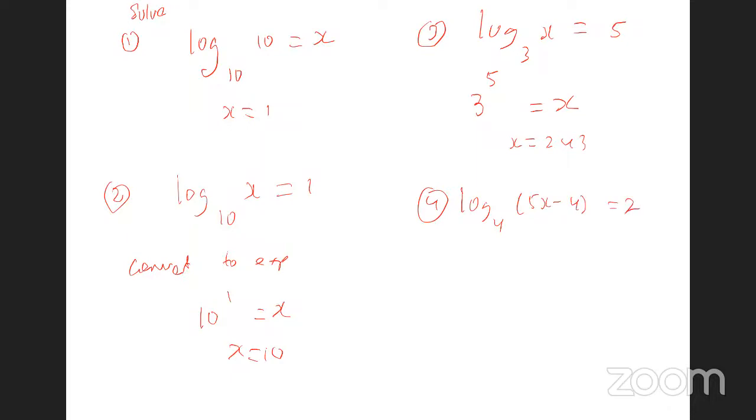Oh yeah, try that there. Log to the base 4 of 5x minus 4 equals 2. Hey, if you can't do it, just move on and go to number 1, 2, and 3. Right? Okay. Go back to 1, 2, and 3. Let me see how you do that.